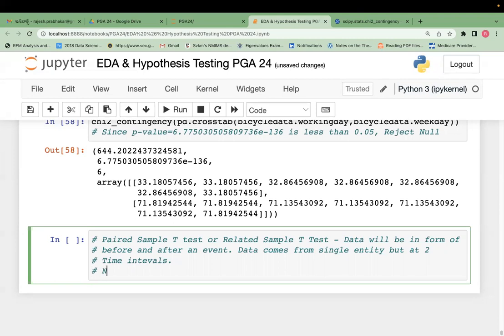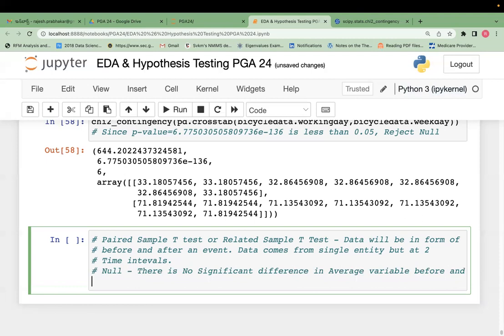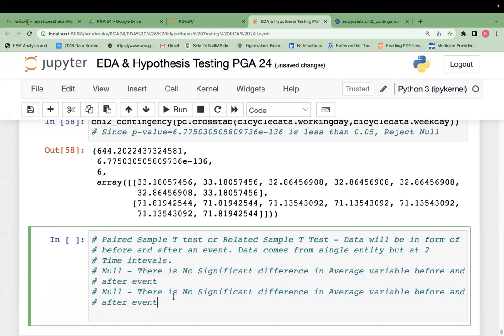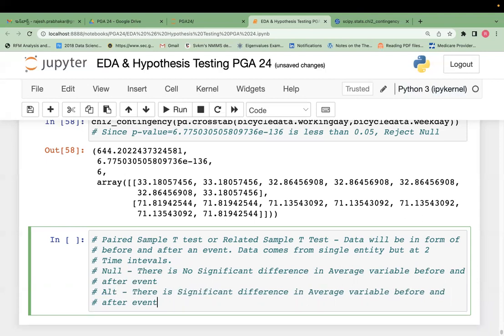The null hypothesis is there is no significant difference in the average variable before and after the event. The alternate is there is a significant difference before and after the event.